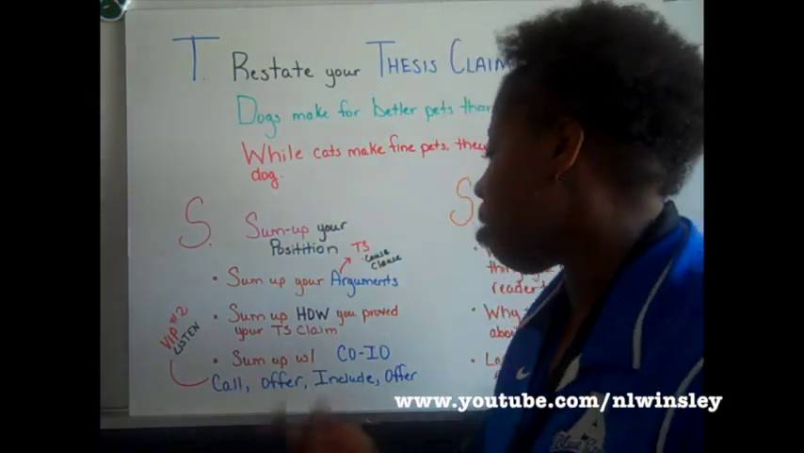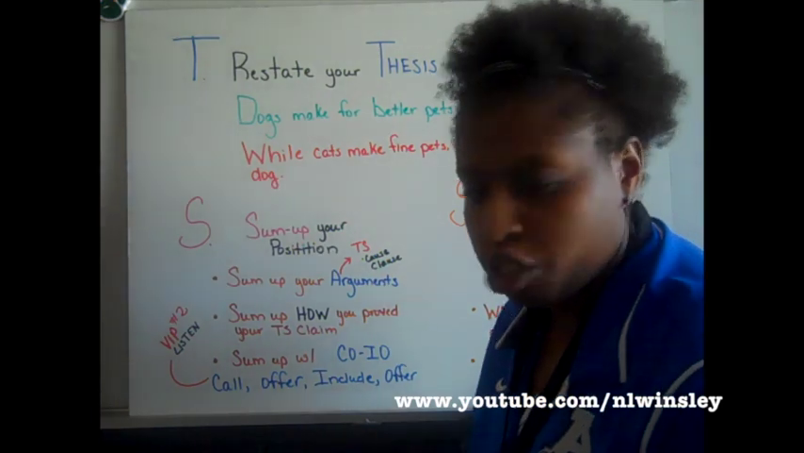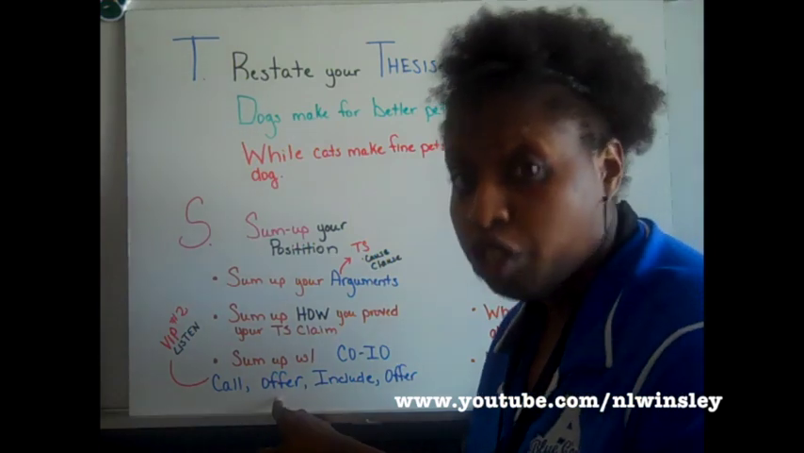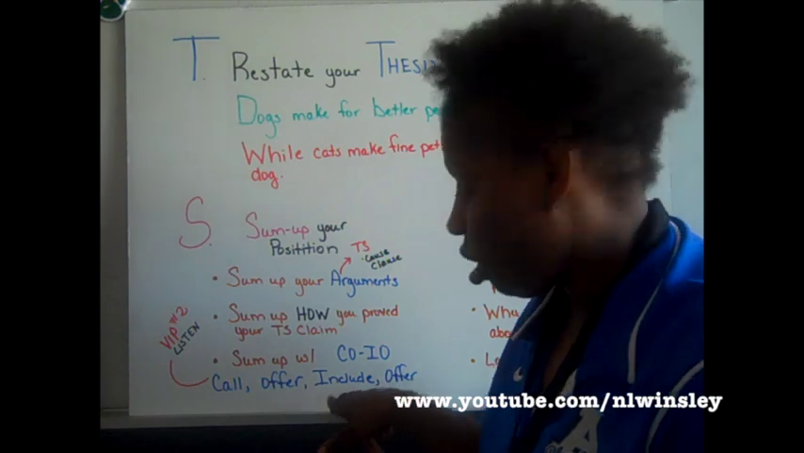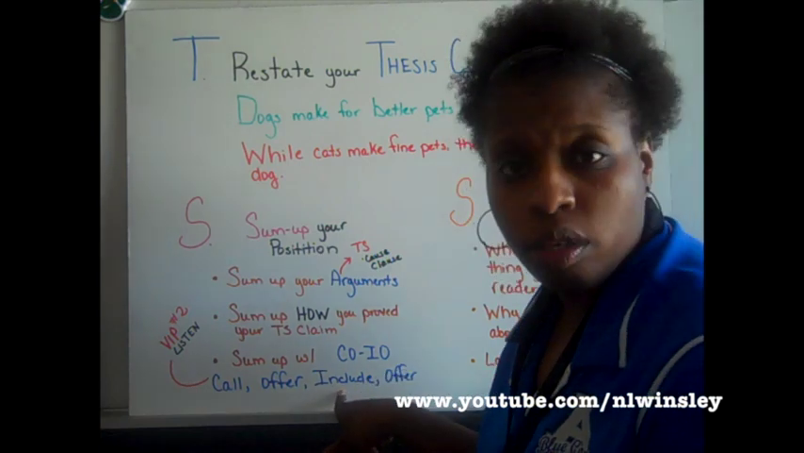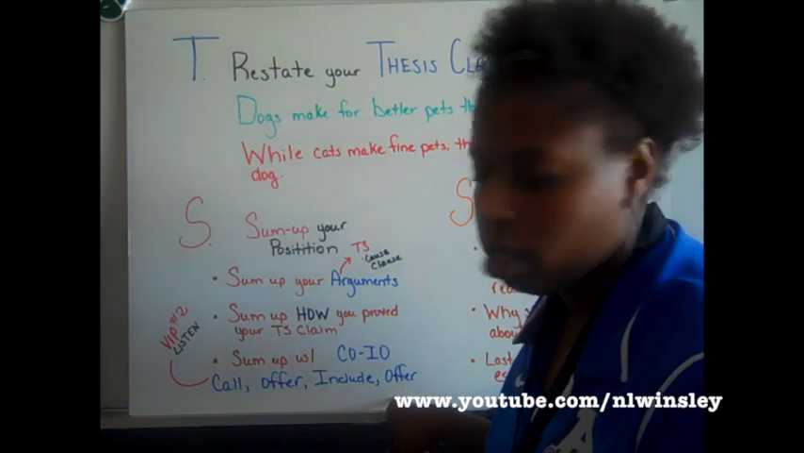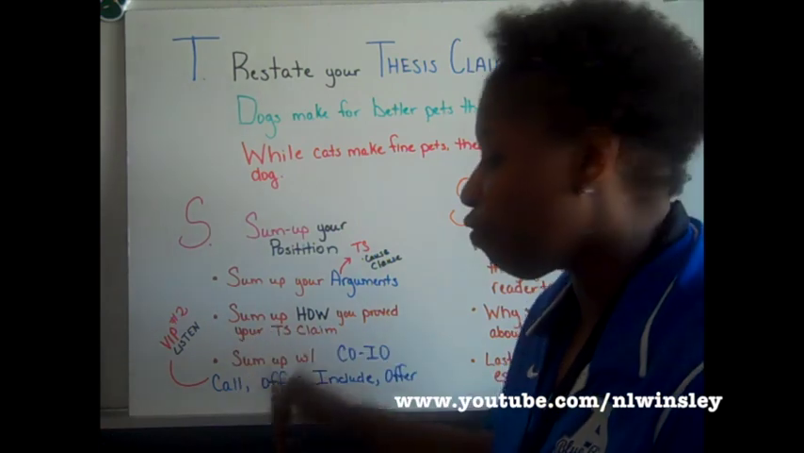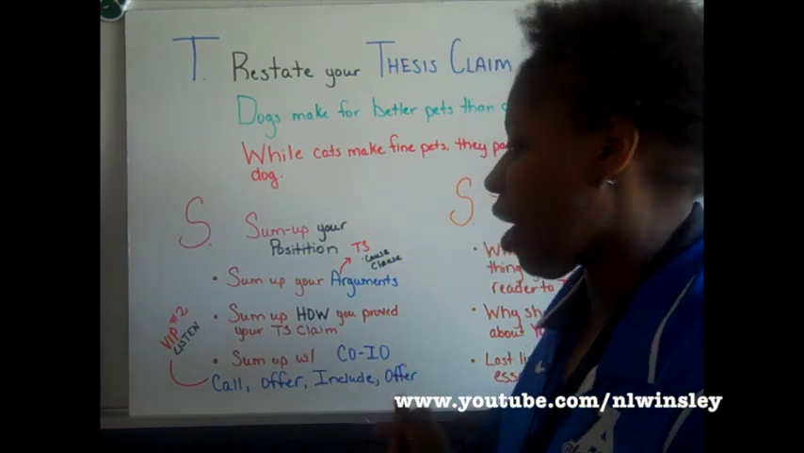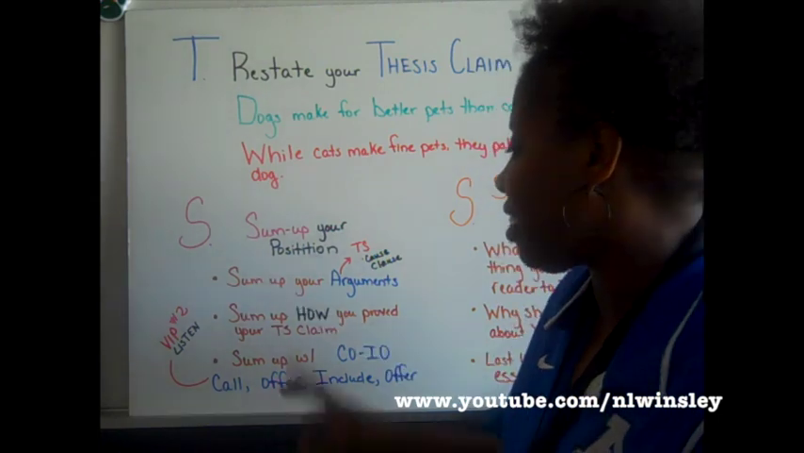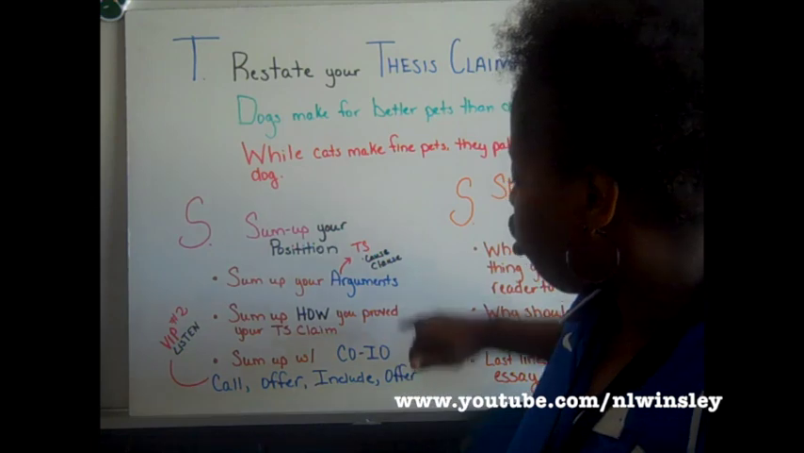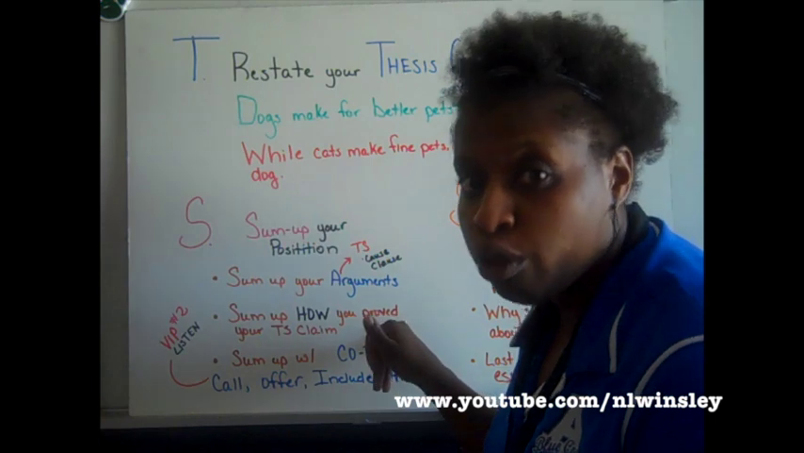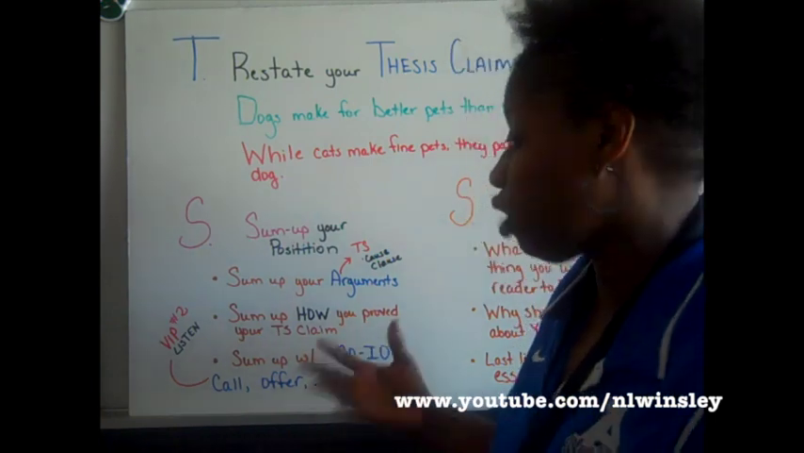And then lastly, you could sum up with COIO. And there's 4 ways you can do that. You can either call the reader to action, you could offer them a solution, you could include a quote, or you could offer up a statistic. So, sum up your position, sum up your arguments, sum up maybe how you proved your thesis statement claim, sum up with COIO. Now the best part about this S is that you can kind of interchange them. You may be able to sum up your arguments and in your conclusion paragraph tell the reader how you proved your thesis statement was true.